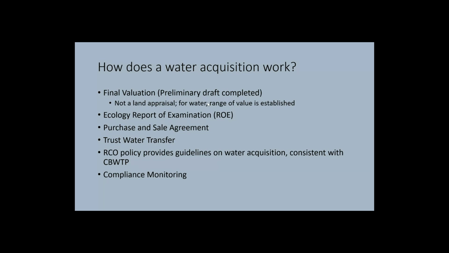There's an ROE that's coming out here soon on the Cascade Orchard Irrigation Company. And if you're on that listserv, you'll see all of that information. There's a purchase and sale agreement, and then we transfer it to the state trust water program. There are guidelines from RCO that are consistent with the Columbia Basin Water Transactions Program on how this works. There is an intentional effort with those two entities to align their water acquisition guidelines and policies.